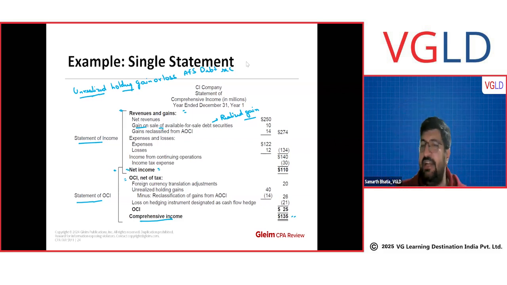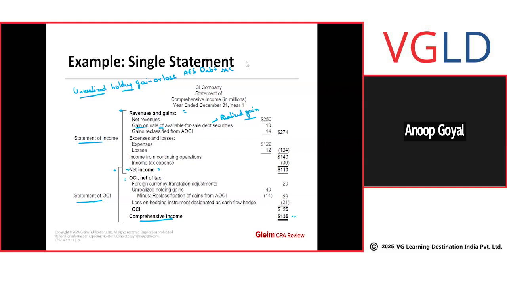What will be the journal entry? We have to increase the value of AFS debt securities. So AFS debt securities will be debit and other comprehensive income will be credit, if there is an unrealized gain. If there is an unrealized loss, just the opposite entry will be recorded. OCI account will be debit and AFS debt securities account will be credited, because we have to decrease the amount. Okay, so entry shall be posted. Yes.